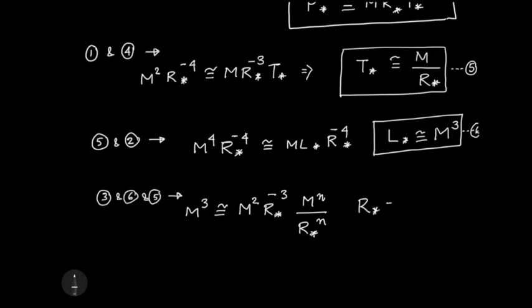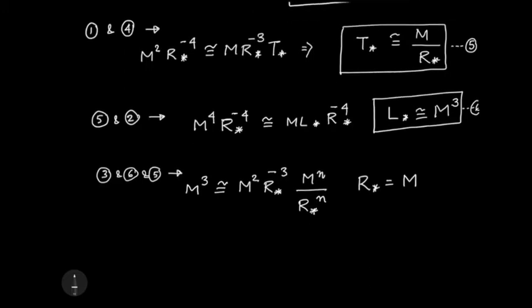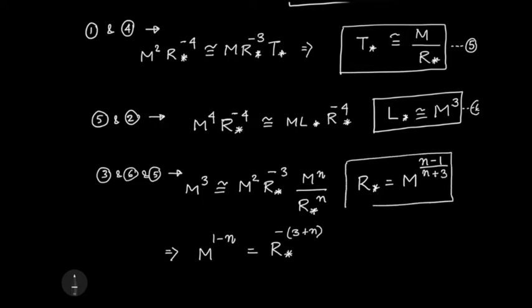So R star, how is it given in terms of the mass now? Let's work it out a little bit. It looks a little more complicated. So this I can write as M to the power, I have 2 plus n on the right hand side. So this is 1 minus n equals R star to the power 3 plus n. So R equals M to the power n minus 1 by n plus 3. This I will call 7.